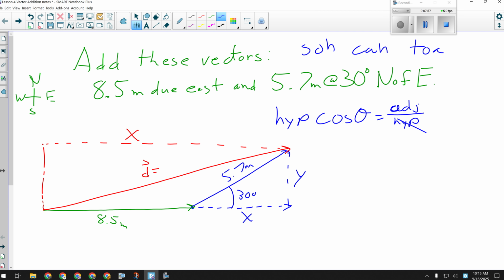Any angled vector has an x, or a horizontal component, and a y, or a vertical component, because they're going over and up. If it's diagonal, it goes some over and some up. This allows us to find out how much. All right, so let's do that first calculation. We know that x, our adjacent side, will be the cos of 30 degrees times the hypotenuse, 5.7 meters.